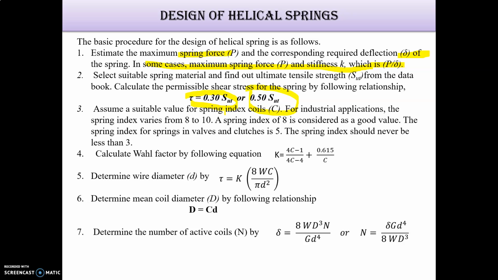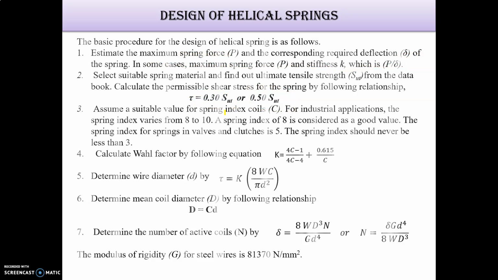So this is how we are going to design it. First, we need to find out the stiffness and maximum spring force. Then material selection. Then the spring index assumption. Then we find the Wahl's factor. Then the wire diameter based on this equation. Then determine the coil diameter, and after that, the deflection equation, to find the number of active coils. The modulus of rigidity for steel wire is 81370 Newton per meter square. This value we have to put there, and based on that we can find it out.